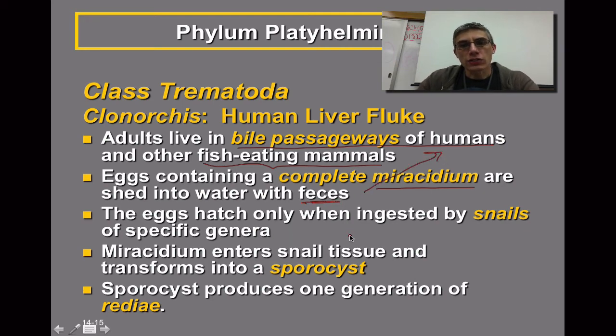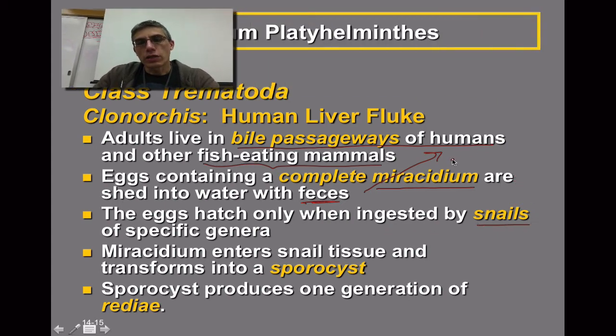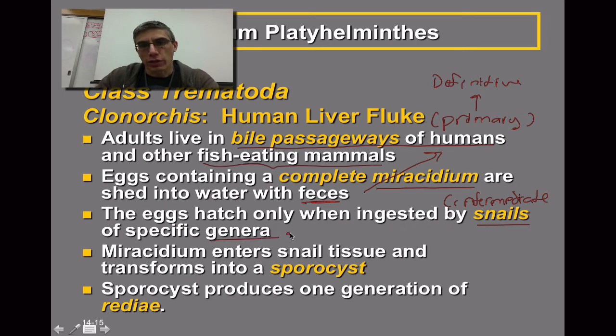And when the eggs hatch, they're only going to hatch when they are ingested by snails. Something that's unique about the flukes is that they have two different hosts. In fact, some of them can have more than two. The humans are considered the primary host, and sometimes we even call that host a definitive host, and the snails are going to be considered an intermediate host. The eggs are only going to hatch when they are ingested by a specific type or genera of snail.